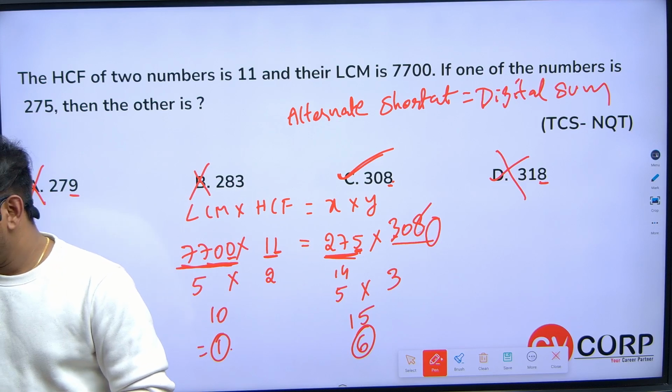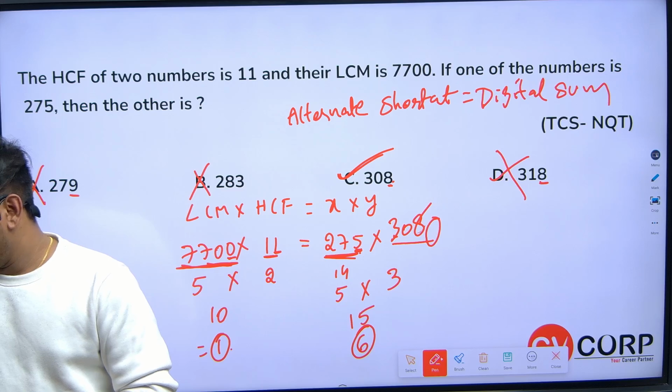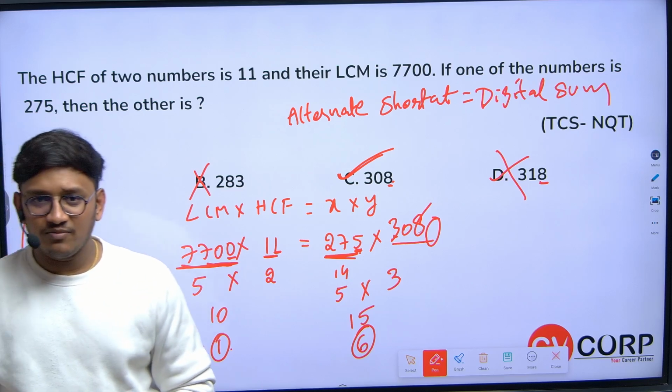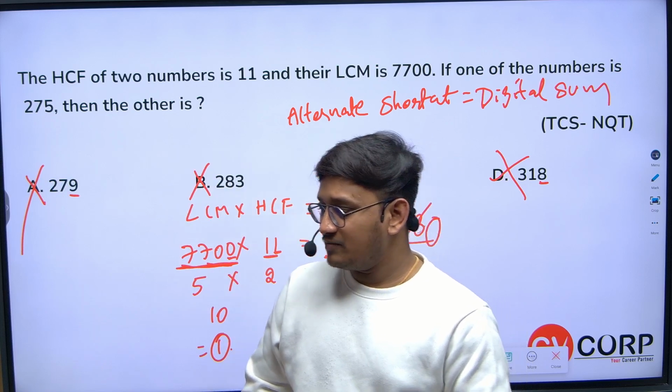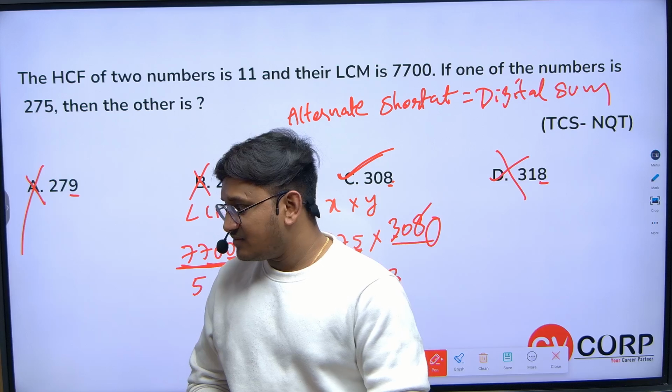We will be assigning you the mock test. Already one mock test is assigned. So we will assign you one more mock test so you can practice.